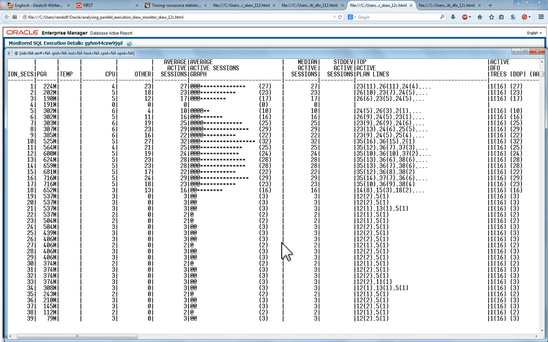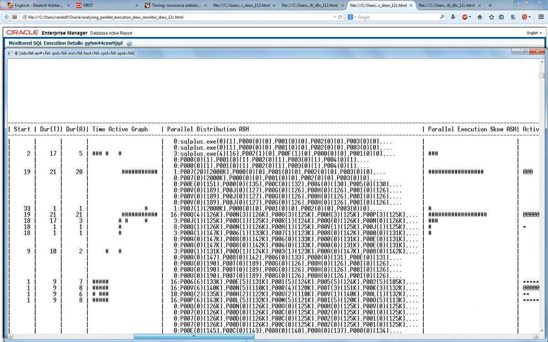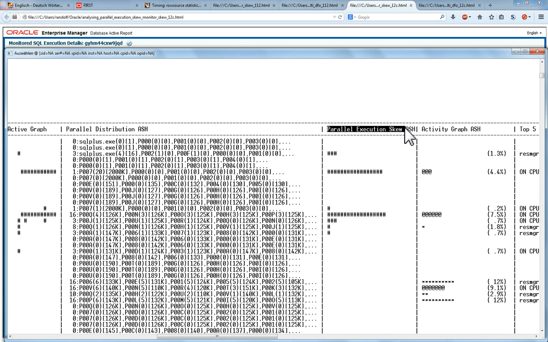Identifying the skew on execution plan line level is then in Explain-Ash very straightforward, because Explain-Ash offers on execution plan line level this column here, which is simply called parallel execution skew, and in this case we have a really simple, straightforward indicator on execution plan line level that tells you which execution plan lines were involved or affected by the skew.